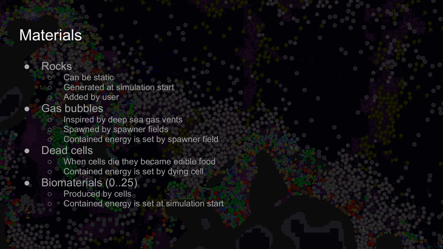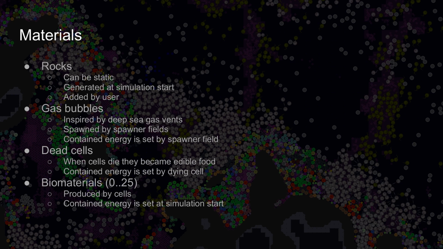The second type of object is gas bubbles, inspired by deep-sea gas vents. These vents are theorized to be the point where life began. In the simulation, gas bubbles are spawned by fields. These bubbles contain energy inside, which can be used by living cells. The amount of energy stored is set by the spawning field.